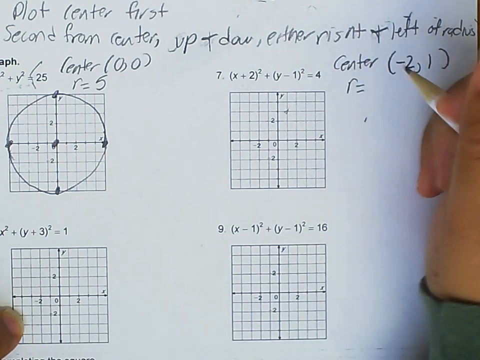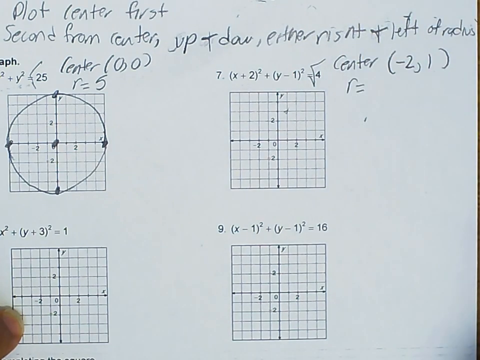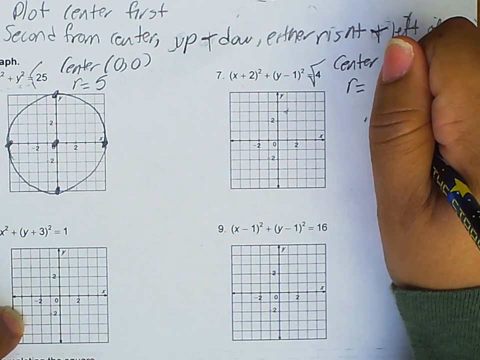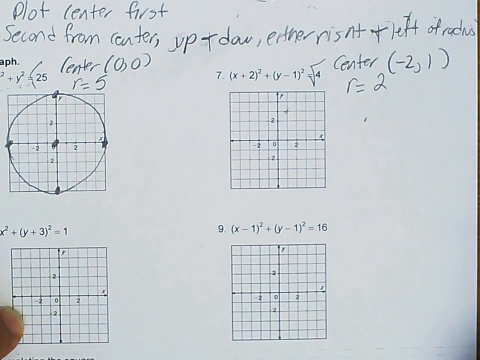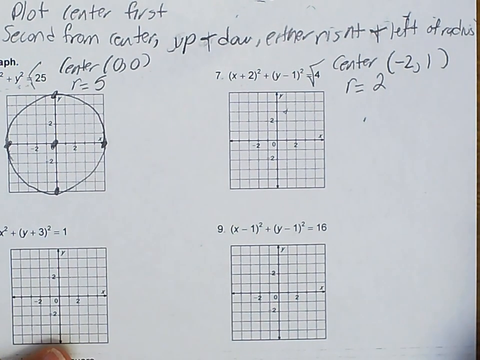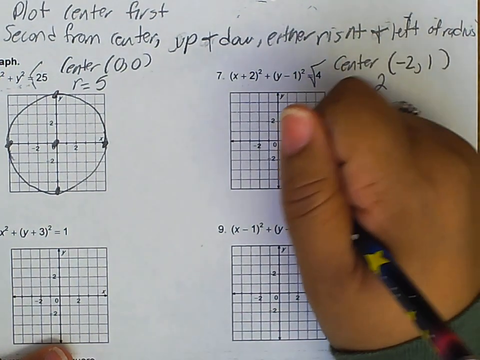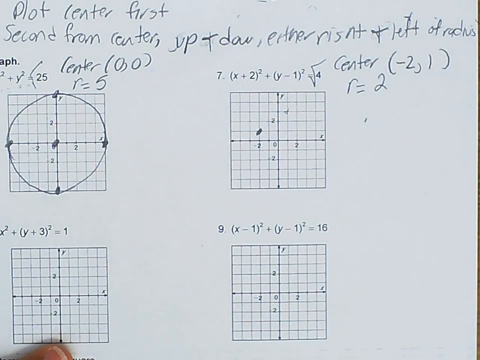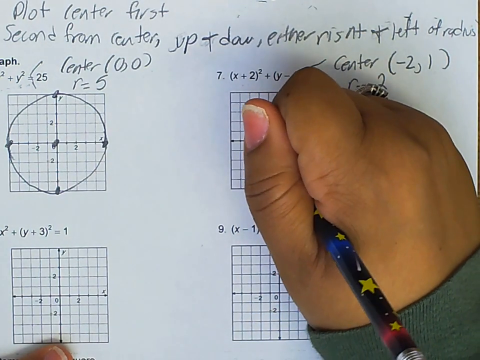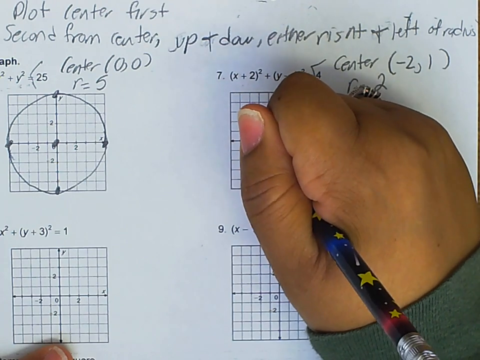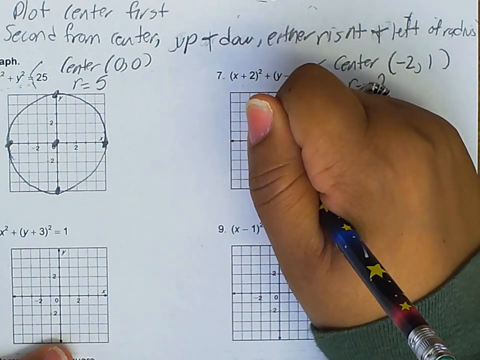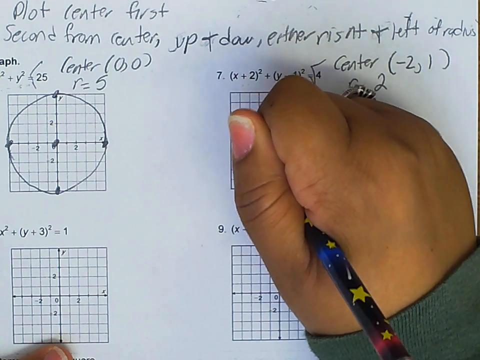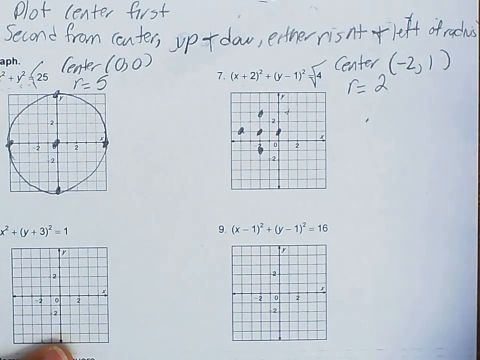Then to get the radius, you just take the square root of that number. So what's the square root of 4? It's going to be 2. So same thing now, you're going to plot the center. So go to negative 2, 1, 2, 1. So from that point, I'm going to go 2 up, 2 down, 2 to the right, 2 to the left, and then make your circle.